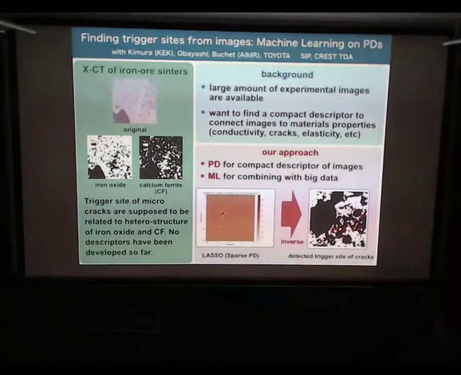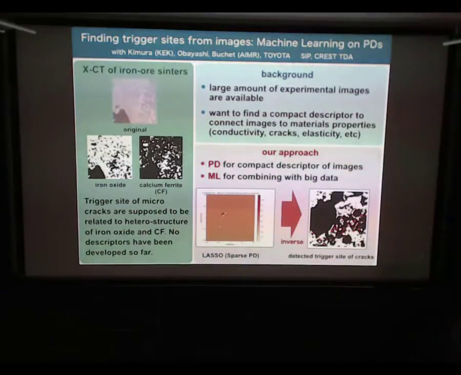And next, I'm going to briefly talk about materials informatics using persistence diagrams and machine learning. So the motivation of this work is that we want to develop a new compact descriptor to directly connect digital images to some physical or materials properties such as conductivity in battery materials. So this is a joint work with Toyota, and also Clark, joint work with Toyota, my postdoc Boucher, and Ippei Obayashi. And also materials properties coming from cracks or elasticities. So this is our motivation.